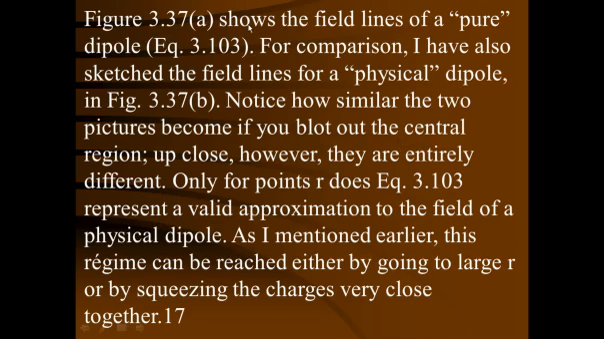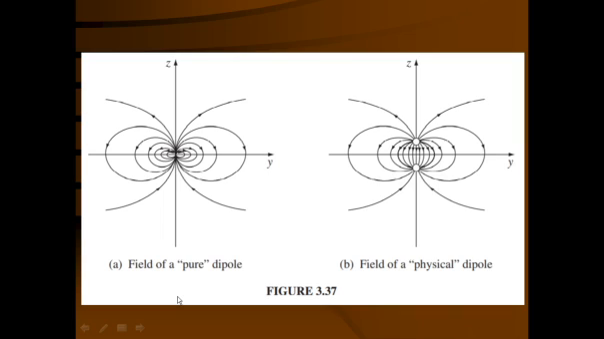Figure 3.37a shows the field lines of a pure dipole. For comparison, I have also sketched the field lines for a physical dipole in figure 3.37b. Notice how similar the two pictures become if you plot out the central regions up close. However, they are entirely different only for points near the dipole. Thus, equation 3.101 represents a valid approximation to the field of the physical dipole. As I mentioned earlier, this regime can be reached either by going to a large distance r or by squeezing the charges very close to each other.